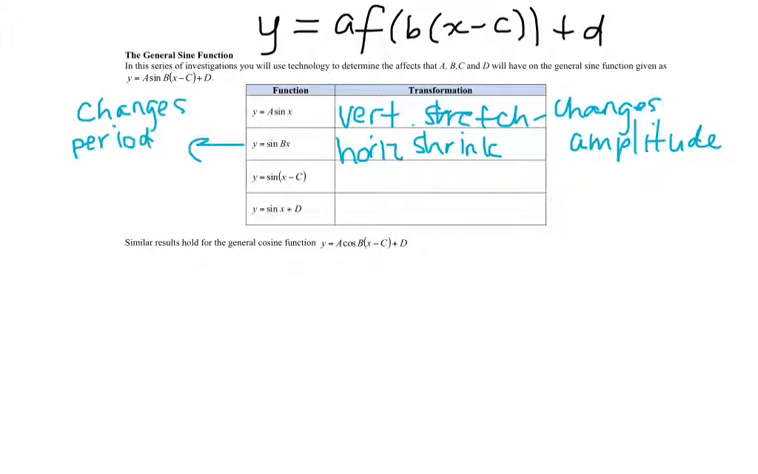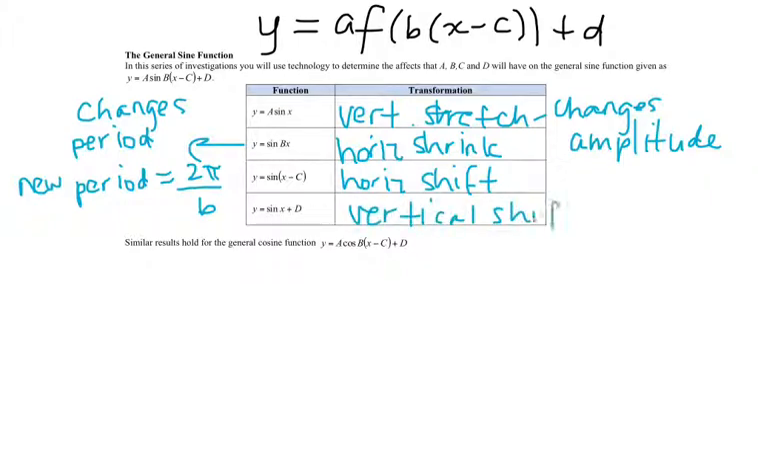A normal period is 2 pi for either a sine or cosine graph. If we've shrunk our graph by a factor of b, then 2 pi divided by b gives us our new period. C is a horizontal shift. Remember, we move in the opposite direction. So if we have minus 30, then we move 30 degrees to the right. If it's plus 30, 30 degrees to the left. Plus D is a vertical shift. We move up and down. This changes the principal axis.